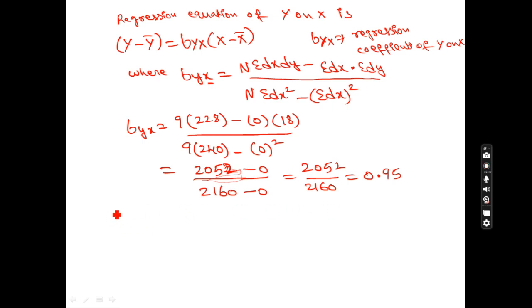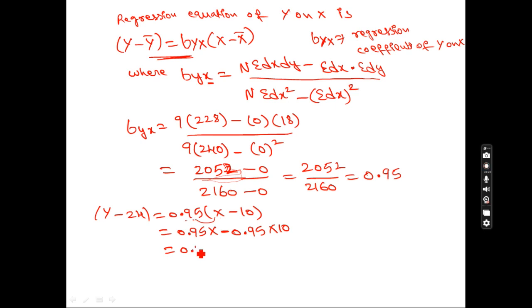After getting all these values, we have to substitute them in the formula. So y minus y bar, which is 24, is equal to 0.95, I'm replacing all these values in this formula, into x minus x bar, and x bar we calculated as 10. Now multiply 0.95 into x minus 10, a into x minus plus into minus minus, so 0.95x minus 9.5. On this side you have y minus 24.